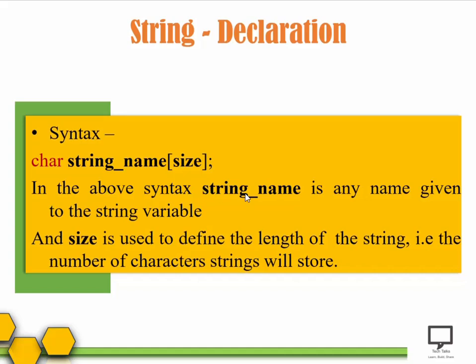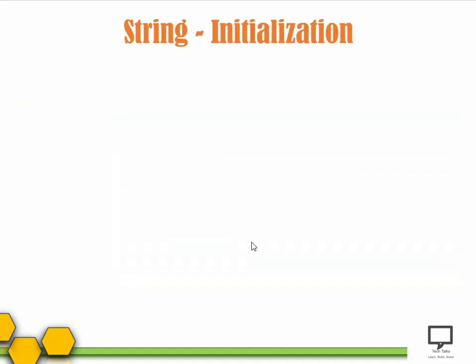So in the above syntax, string name is any name given to the string variable and size is used to define the length of the string, that is, the number of characters the string will store. Now this is nothing but the declaration, but if I want to initialize some data, some characters, to the string, then what do we have to do?